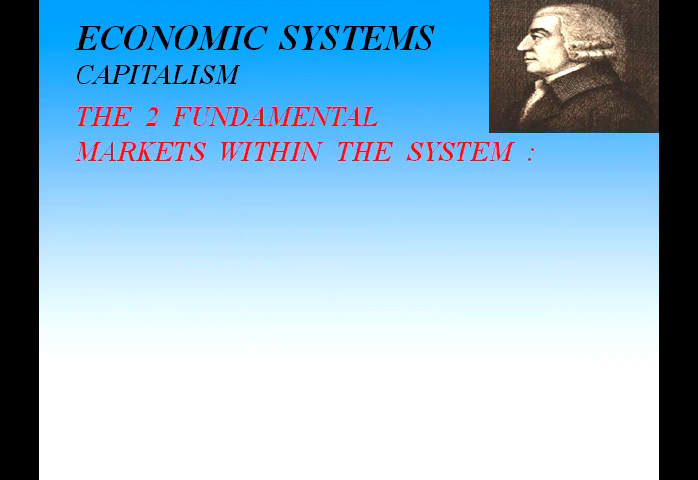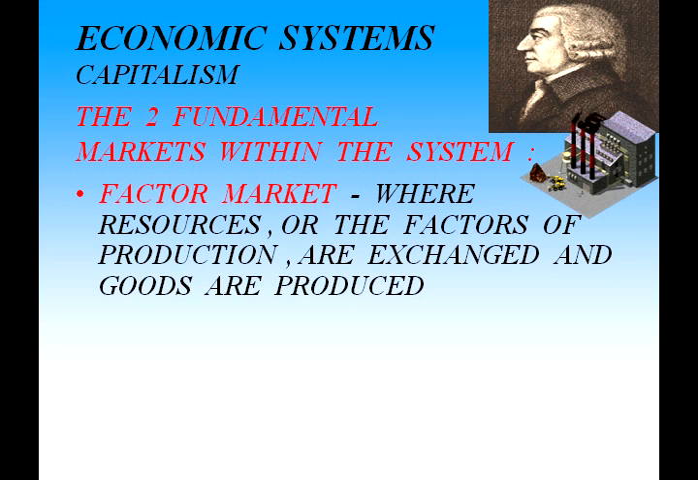Closely related to the 2 fundamental parts of the capitalist system, the households and the firms or businesses, are the 2 fundamental markets within the system. The first category of market is what we call the factor market. And as you might guess from the term, we're referring to the factors of production here. The factor market is where the resources or the factors of production are exchanged and goods and services are produced. Now, typically, the factor market is primarily made up of businesses that are producing things, firms and companies.